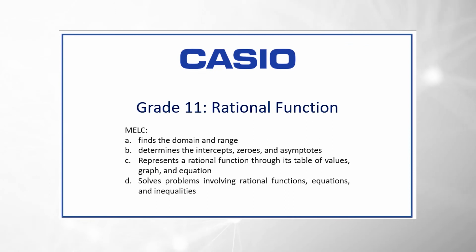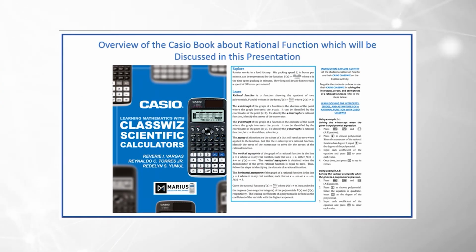For this video, given a rational function, we will specifically determine its domain, intercepts, and vertical asymptotes using CASIO ClassWiz. We will also represent a rational function through its table of values and graph. And finally, we will try to solve a rational equation with the use of CASIO ClassWiz. The examples and steps to be discussed in this presentation are also indicated in the CASIO book about rational function.